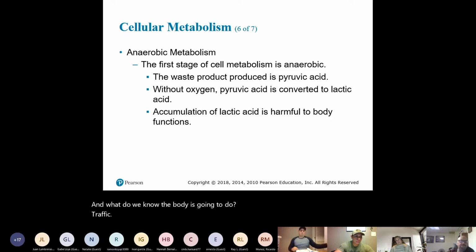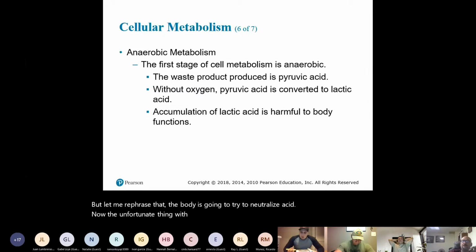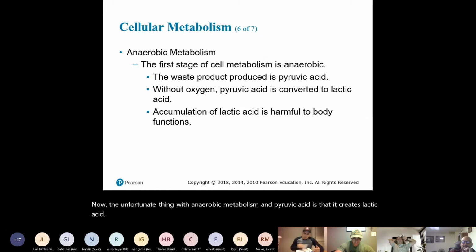I was getting at what I was saying earlier. The body's going to do what it can to take care of itself. So the body's going to break down that pyruvic acid. But actually, let me rephrase that. The body's going to try to neutralize that acid. Now, the unfortunate thing with anaerobic metabolism and pyruvic acid is that it creates lactic acid.